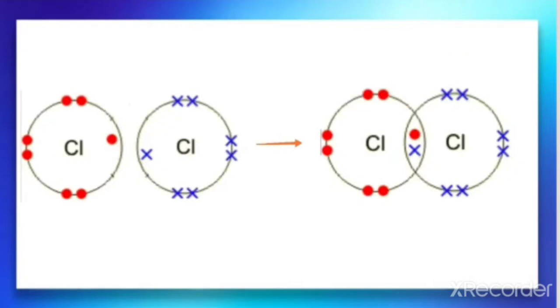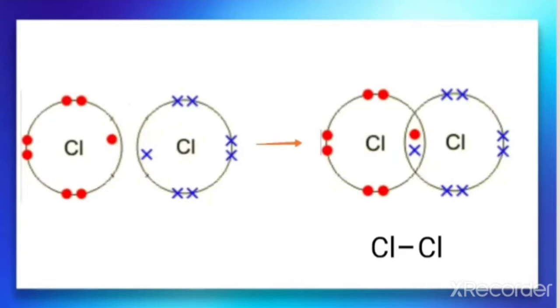So what we can say is that the bond which is developed here is called a covalent bond. How do we represent a covalent bond? By making a single line between the two chlorine atoms. Why are we making a single line? Because here one electron from each atom is shared between the two chlorine atoms. Therefore, there is only one pair of electrons which is shared here.